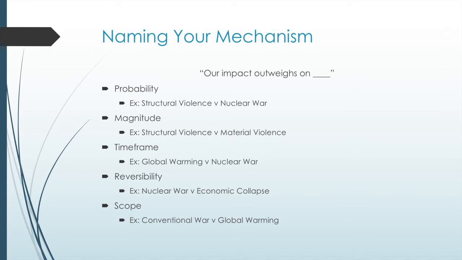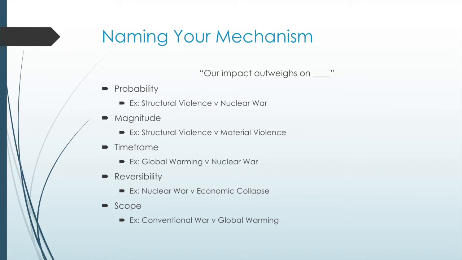Reversibility is an interesting example. It's exactly what it sounds like. How possible is it to say that we can just undo the impact that is described? So for nuclear war versus economic collapse, nuclear war is something that is, of course, not reversible. If we decimate most of the population of the entire world, if we destroy entire nations and things like that, we can't just rebuild them or bring those people back to life.